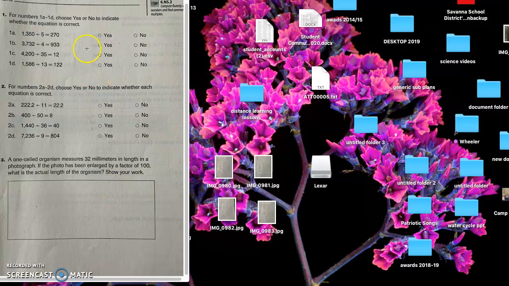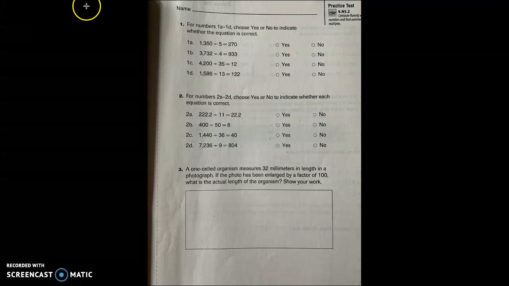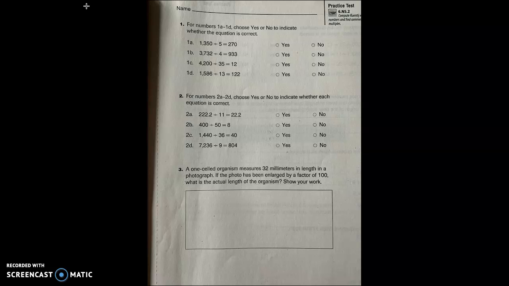So let's take a look at your workbook. We're on pages 15 and 16. So here's page 15. Remember to pause the video after each question, solve all of it in your spiral notebook before you go to the next question. So on question number 1, they want us to know if this is true or not. Is 1,350 divided by 5 going to be 270?